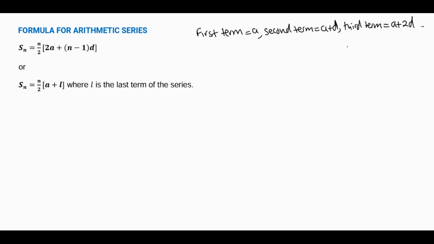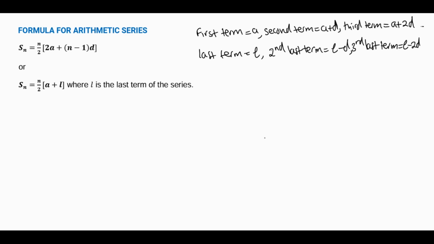And then if you look at the last term is l. Last term is equal to l. Then what about the second last term? Second last term will be l minus d, right? Second last term is going to be l minus d. And then the third last term will be called l minus 2d, right?